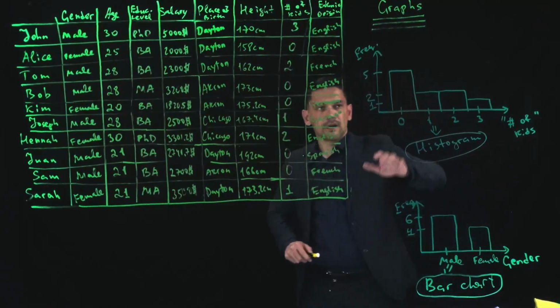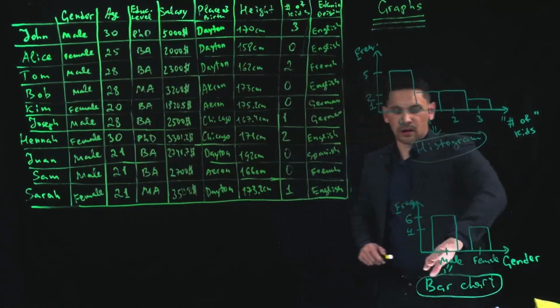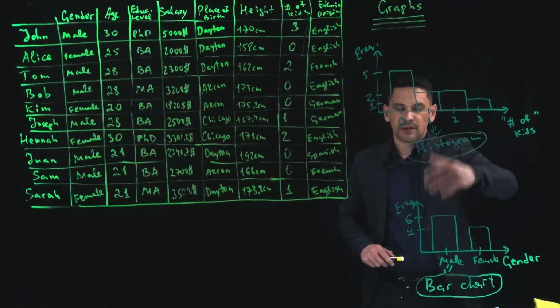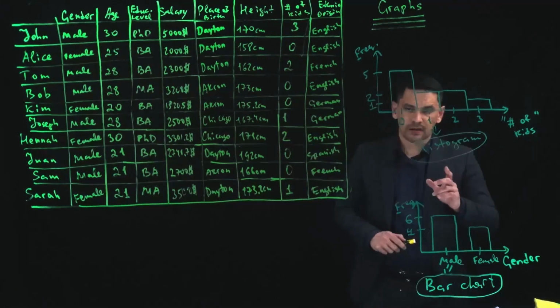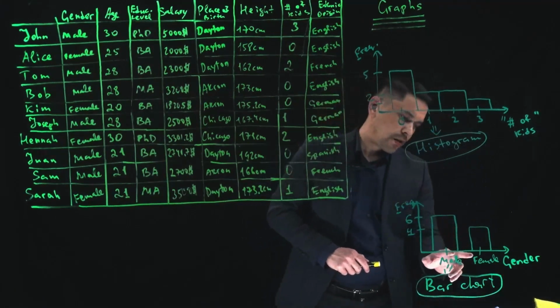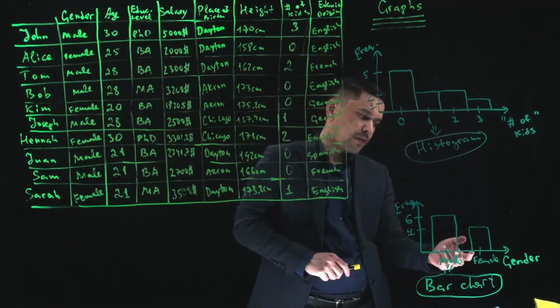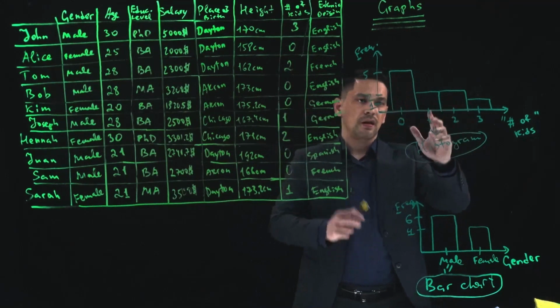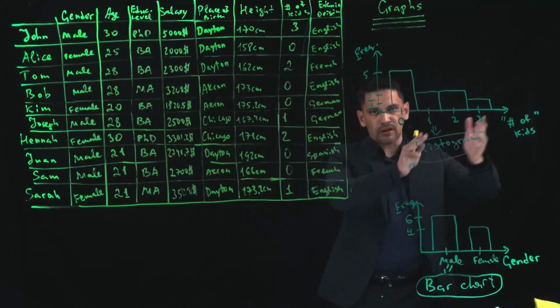Now, compare this histogram to the bar chart over here. How are they different from each other? The basic difference is that in the bar chart, there is a gap, a space left between the columns, whereas in a histogram, there is no space between the columns. All the columns border on each other, okay?